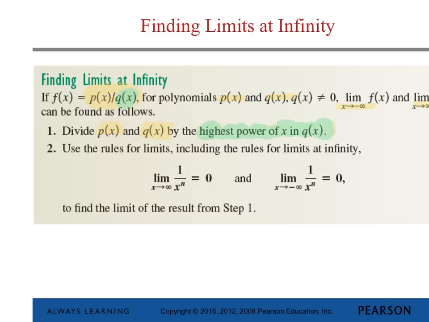And then using your rules for limits, which says basically as x approaches infinity, 1 over x to any power is equal to 0, and as x approaches negative infinity, 1 over x to any power is equal to 0, find the limit from step 1.